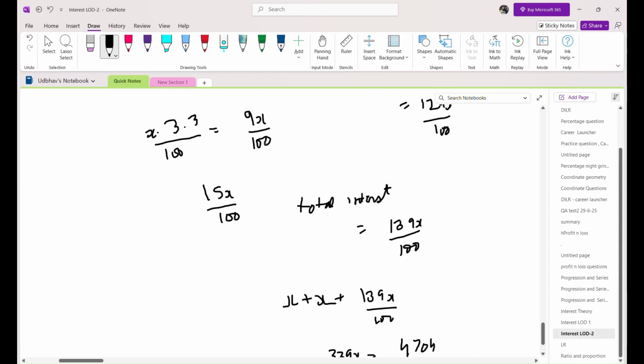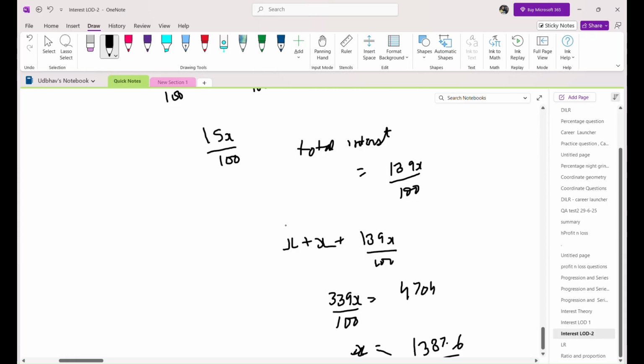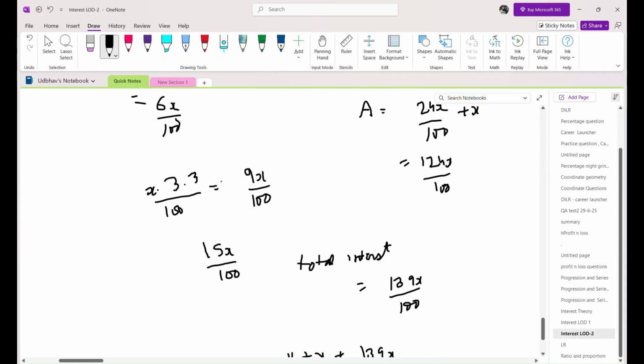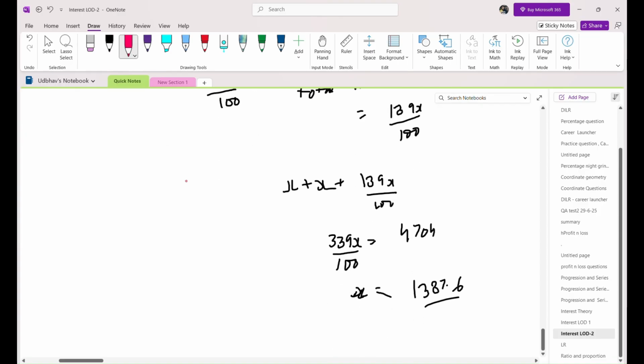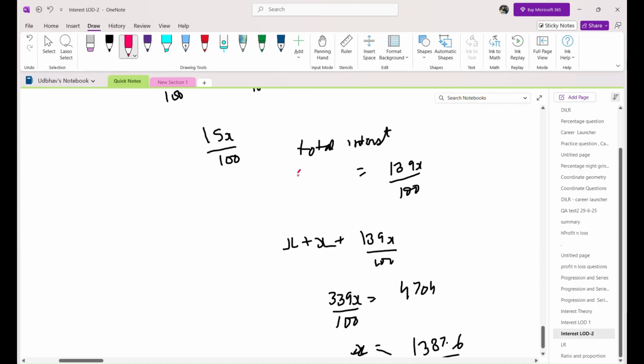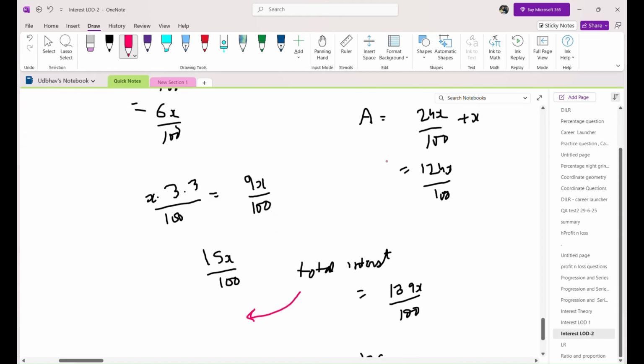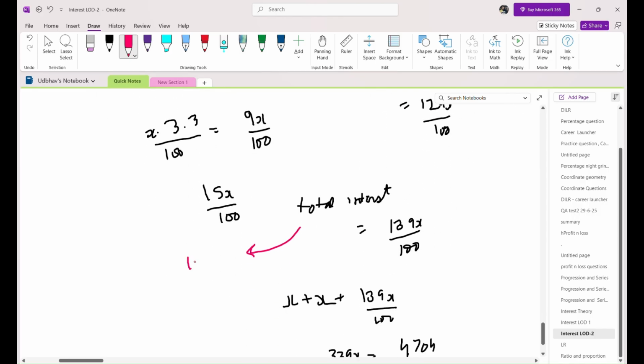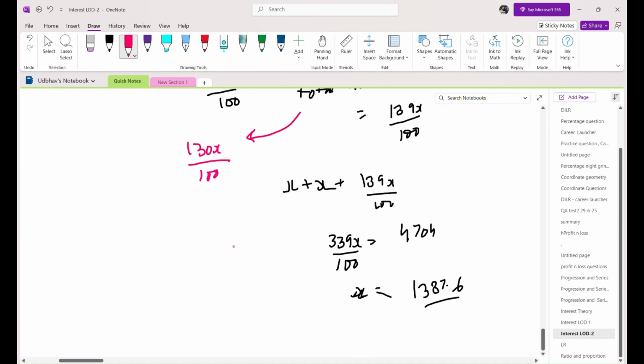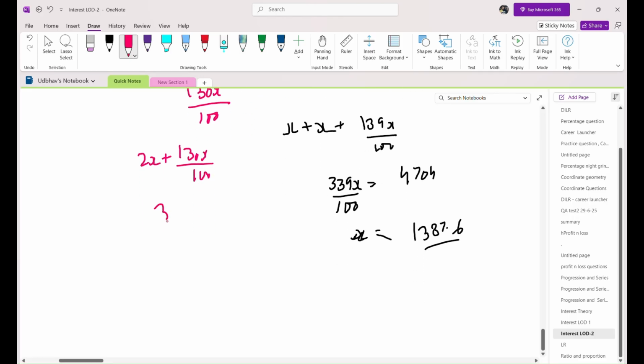What if we remove this 9x from here? Then what will we get? We'll get only 6x here, 6x here. So the total interest will be 6x plus 124x, 130x upon 100. So what will be the total amount? 2x plus 130x upon 100 will get 330x upon 100.